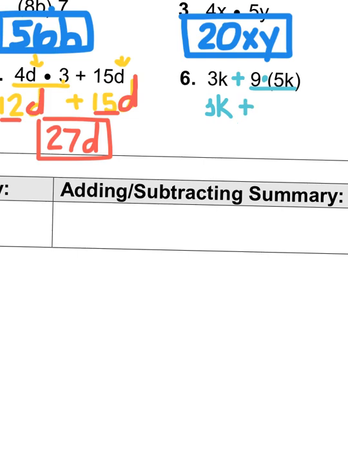9 times 5k, we multiply the coefficients. That would be 45k. Now we ask ourselves if those are like terms because we're adding. Yes, they are like terms. So we add the coefficients of 45 and 3 to get 48k, and that is our simplified answer.